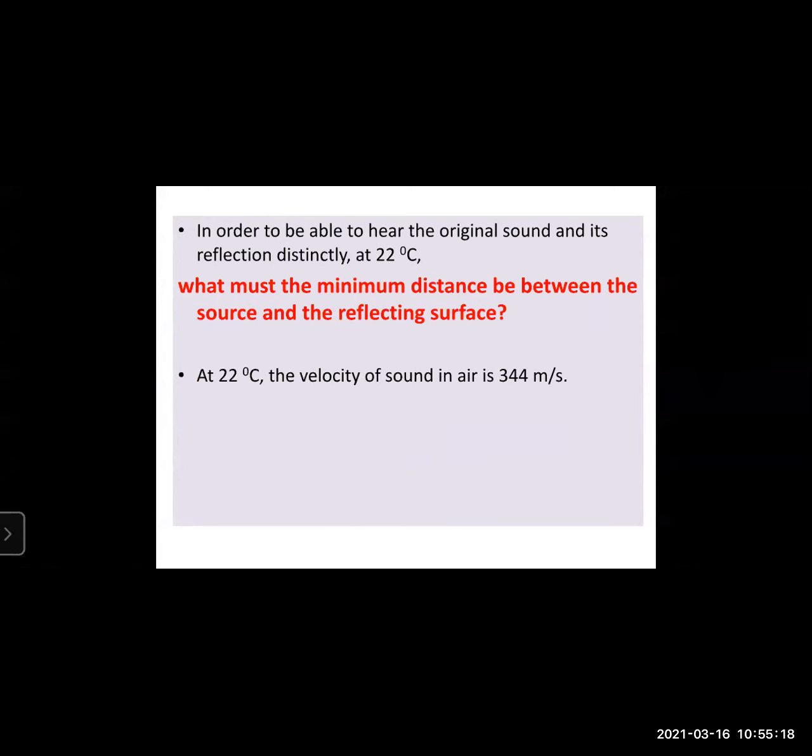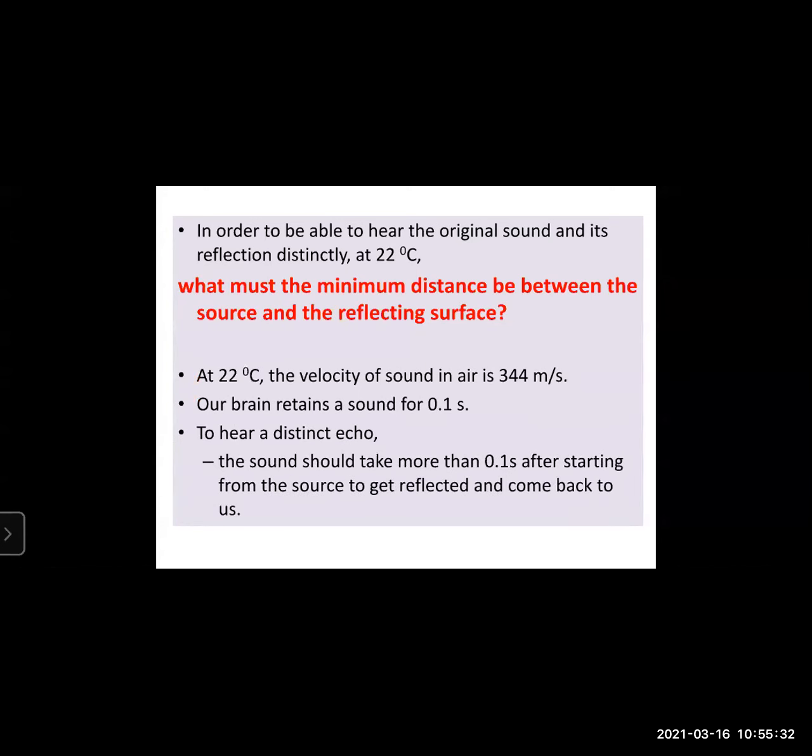Now, which are the conditions? First, in order to hear the original sound at 22 degrees Celsius, which we consider as room temperature, what must be the minimum distance between the source and the reflecting surface? The velocity of sound in air is 344 meters per second. Our brain retains a sound for 0.1 second. To hear a distinct sound, the sound should take more than 0.1 second after starting from the source to get reflected and come back to us.